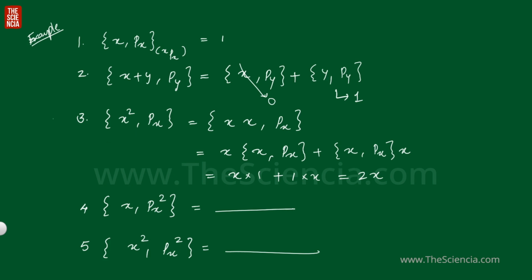Now you just look into example 3. Here, what is the Poisson bracket? The Poisson bracket of [x², p_x], and what we get? We get 2x. See, this 2x is nothing but the differential of x². So there is a trick to solve this kind of problem. The trick.